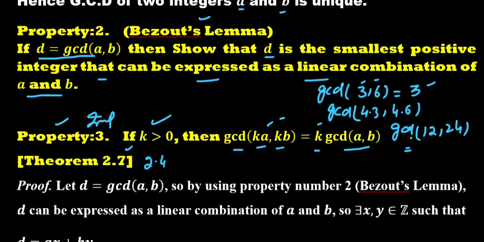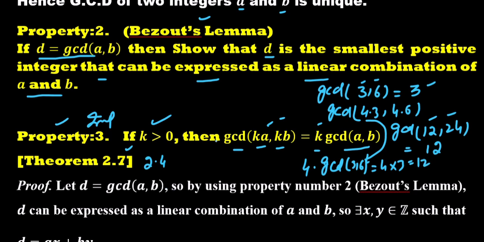Now, GCD of these two numbers, 12 and 24, is 12. On the other hand, if you apply this result, it says that you can take common 4 from there, and the remaining is GCD of 3 and 6. GCD of 3 and 6 is 3. So multiply 4 with 3. This is also equal to 12.